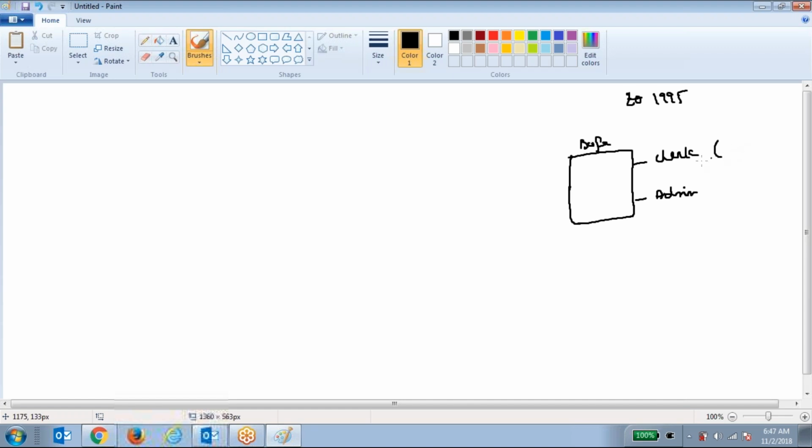Right or wrong, guys? So what is the clerk doing? At that time there were no computers. Remember, there were no computers at that time. What is the clerk doing?